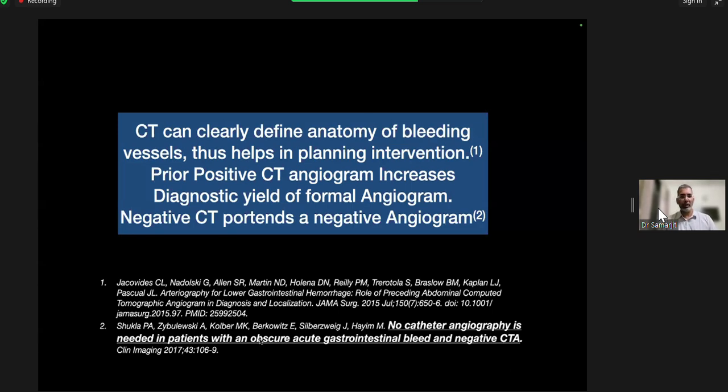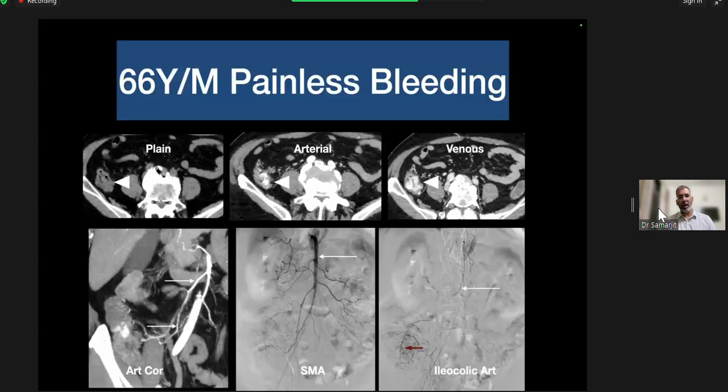So this is an article by Shukla et al. which says that no catheter angiography is needed in patients with an obscure acute GI bleed and negative CT angiography. What it basically means in simple terms is that if you don't pick up bleeding on CT angiography, it is very unlikely that you will pick it up on a catheter angiogram. And we just had a patient yesterday where there was a post-op GI bleed and we couldn't see anything on CT. They went in anyway because there was a lot of pressure to try and do something, and they really couldn't see anything.